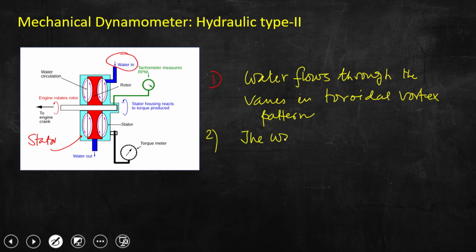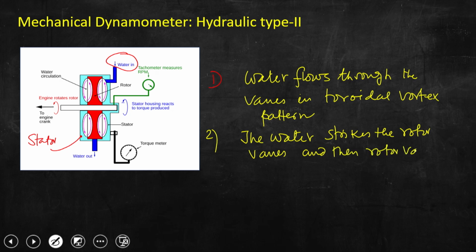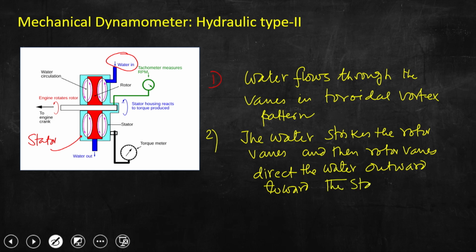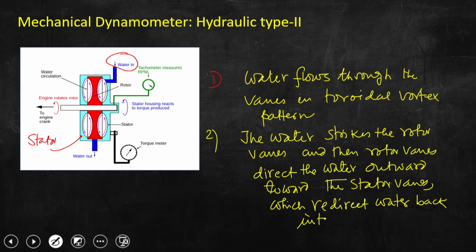So, the water jet strikes the rotor vanes, and then the rotor vanes direct the water outward toward the stator vanes, which redirect water back into the rotor. That is the process that I was discussing.